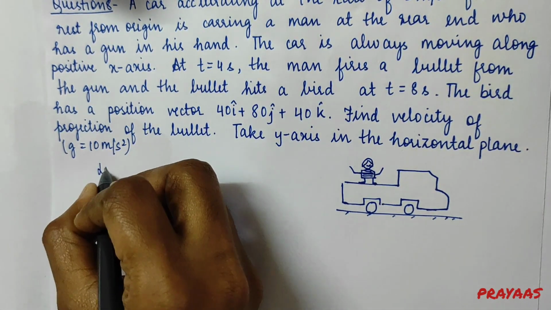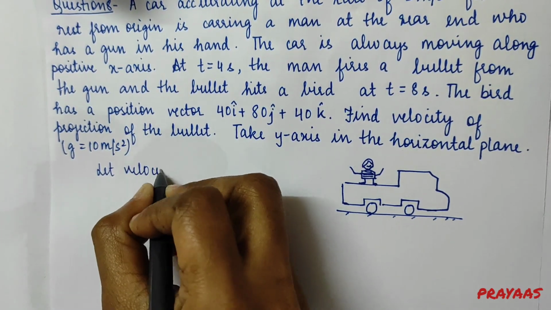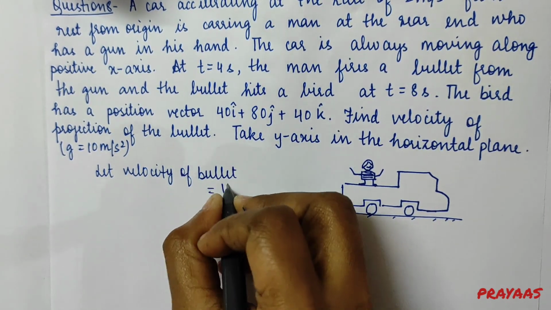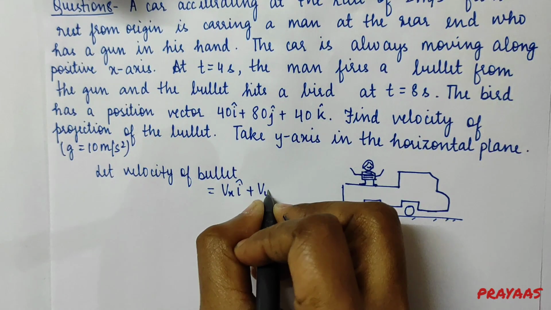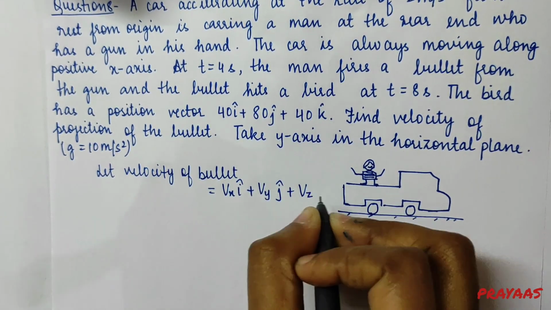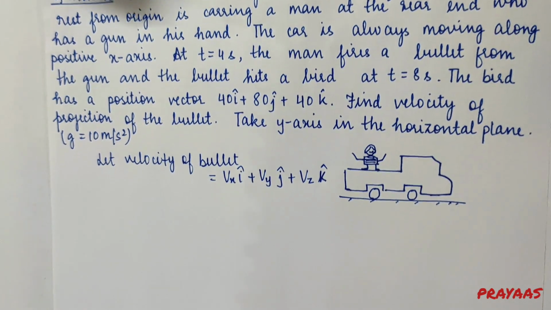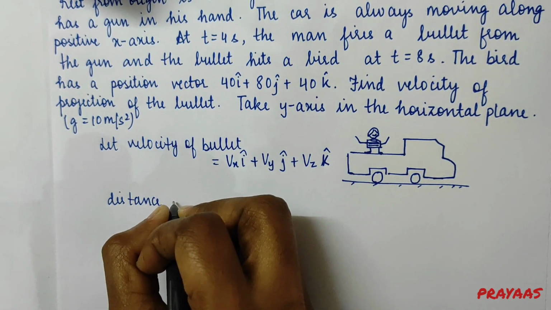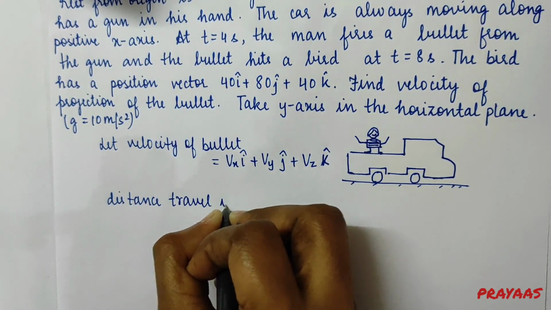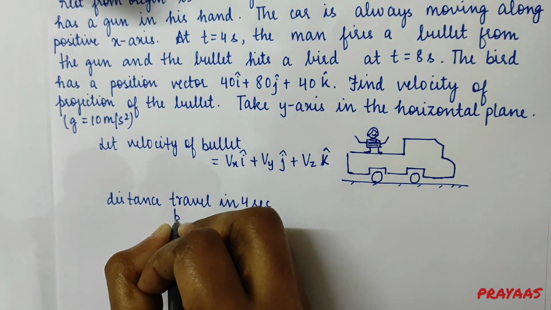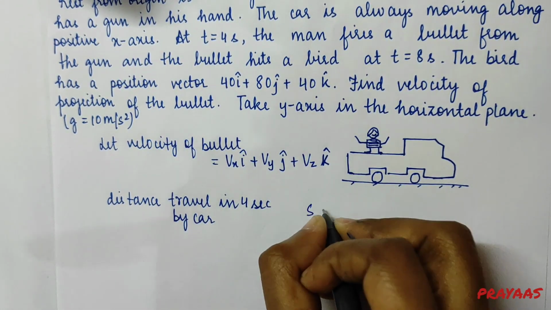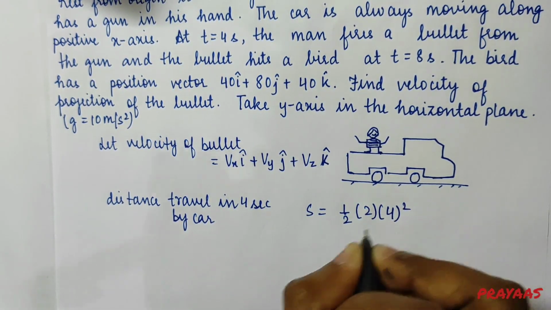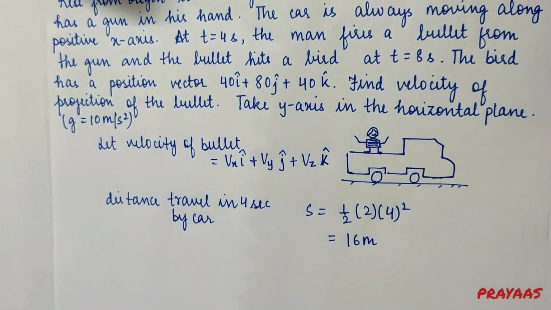So let the velocity of bullet, I am assuming it as Vx i cap plus Vy j cap plus Vz k cap. Now the distance travelled in 4 seconds by the car will be S equals half a t square. a is 2 and t is 4 square. So this will be 16 meters.